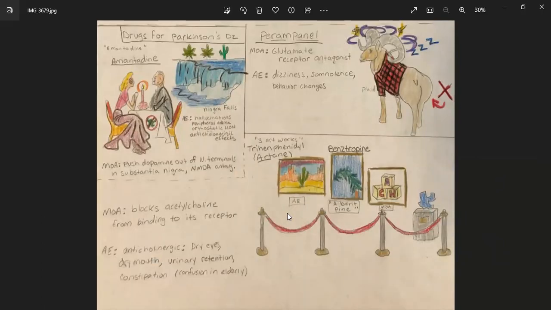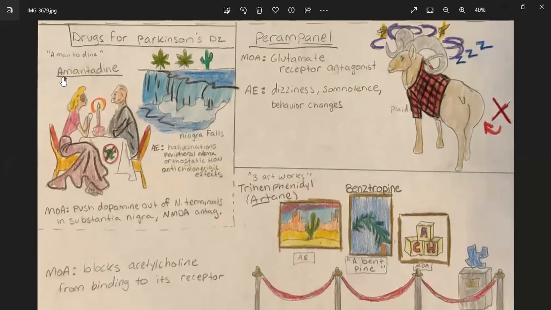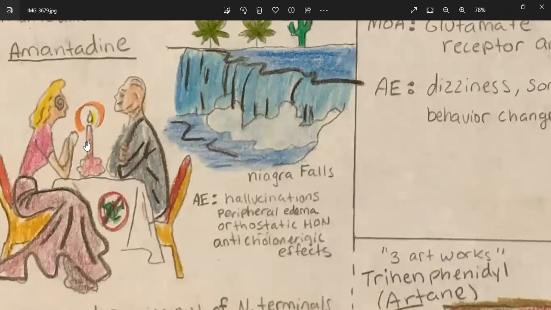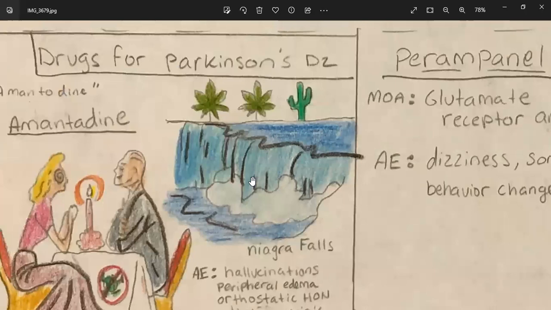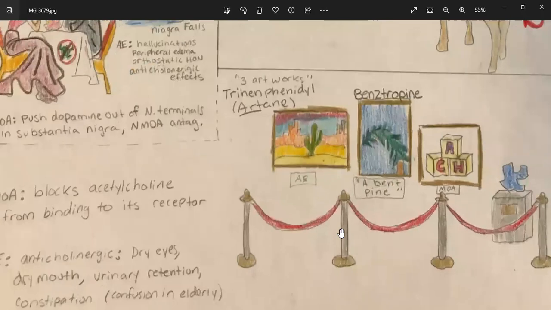And then other things for movement disorders, like I said, we have amantadine. So I thought that was like a man to dine. So this couple is having dinner by Niagara Falls, because it pushes dopamine out of the substantia nigra. Adverse effects are hallucinations, peripheral edema. She has a big fat leg there. Orthostatic hypotension, and anticholinergic effects. I'm going through these fast because we already learned them.